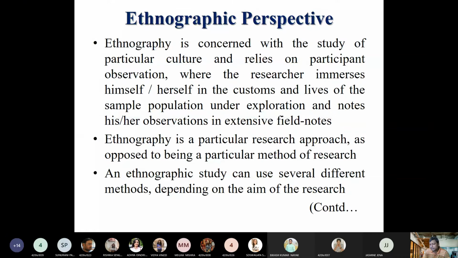Ethnography is a particular research approach as opposed to being a particular method of research. So whenever we say ethnographic perspective or ethnography, it is a research approach. It is not a particular method of research. Generally, people are confused and say that ethnography is a method.